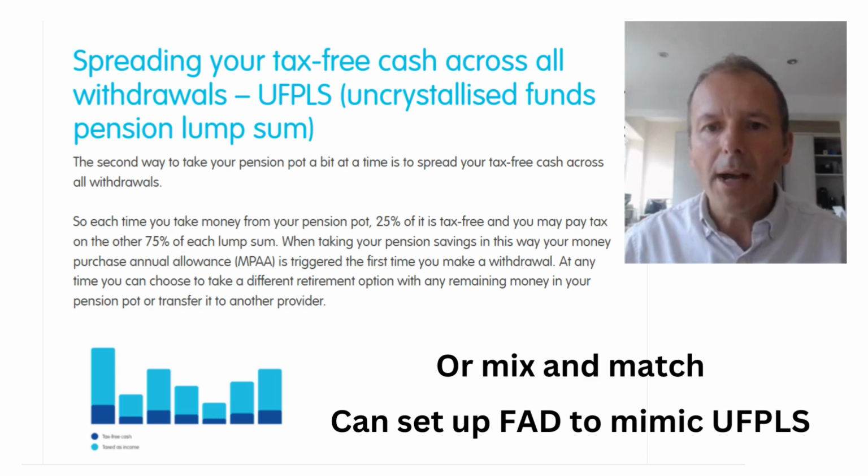The other way to access your pension is the uncrystallised funds pension lump sum, known as UFPLS, and this involves just taking 25% tax-free cash every time you make a withdrawal from your pension, so the tax-free part is spread over the lifetime of the pension. But you can mix and match FAD and UFPLS, and you can also set up FAD to mimic UFPLS by simply taking tax-free cash and then in the same tax year taking 3 times that as taxable income.